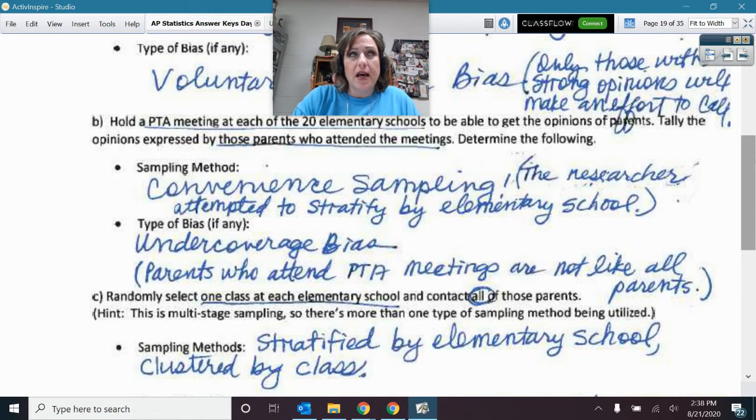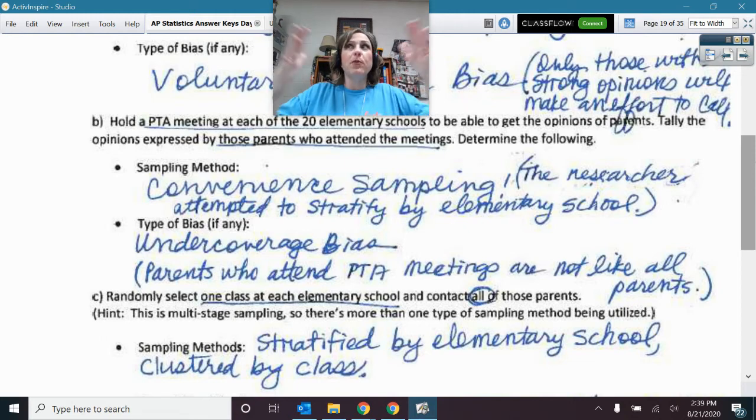Now, frequently on this problem, I get people asking me, why is this not considered voluntary response sampling? Because the parents are wanting to voice their opinion. The difference is, if the parents knew ahead of time, if it had been announced in the newspaper, hey everybody, we're going to hold a PTA meeting and discuss your opinion on students having to pass a test to go on to the next grade level.